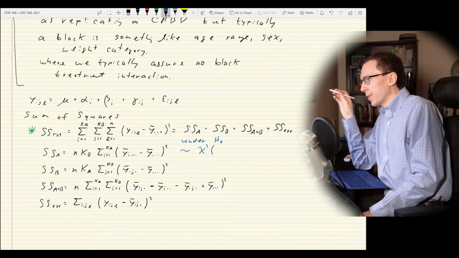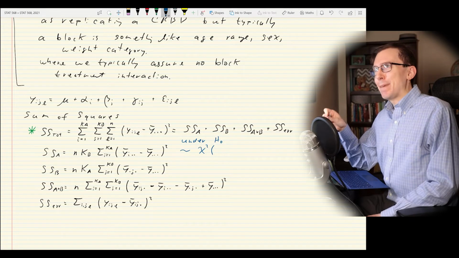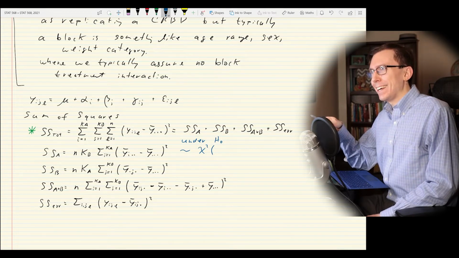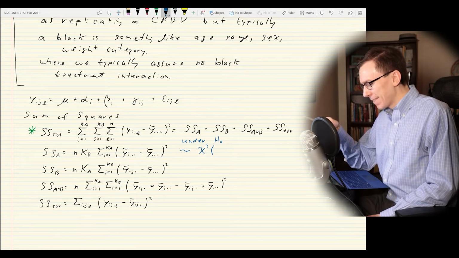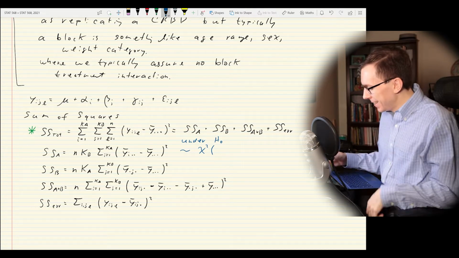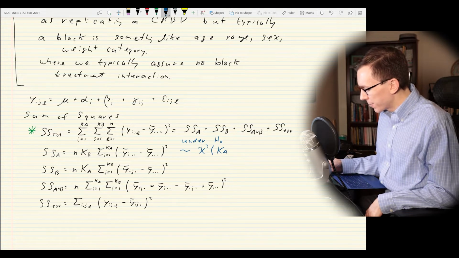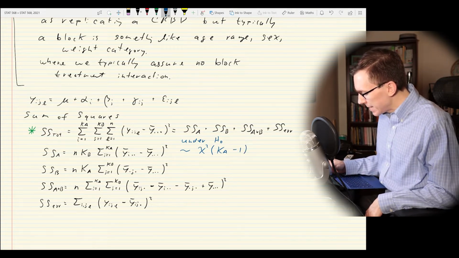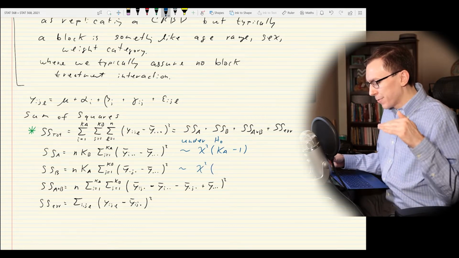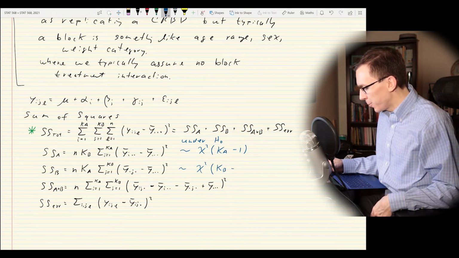Anyway, under the null hypothesis for each of these terms respectively, we get chi-squared distributions, and the degrees of freedom are going to be important. Again, the way to think about it is often how many things do I have in each term, and how many things am I estimating? For the first one, I have i, and i runs from 1 to Ka. So I get a Ka here, but I have to subtract 1 for the global mean. And similarly, for this term, we have j from 1 to Kb. So I have a Kb here, but I have to subtract 1 for the global mean.